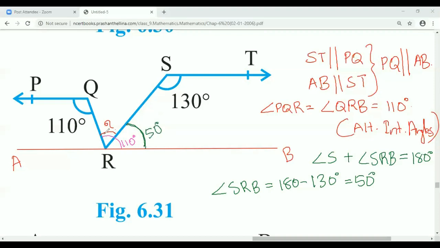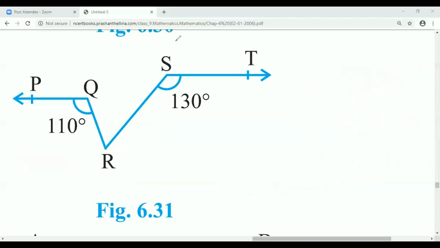The angle which we want to find is the angle marked in red color. That is the difference between 110 and 50 degrees. So the total is 110, this much is 50, so the red color will be the balance of 50 from 110. Angle QRS is equal to 110 minus 50 degree. You will get 60 degree. So 60 degree is the measurement of this angle.